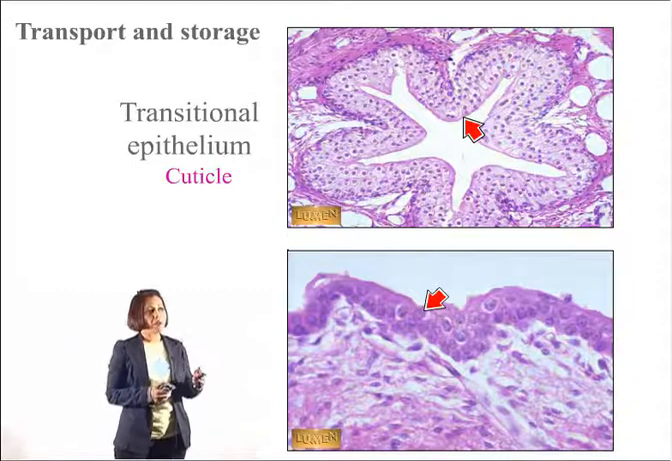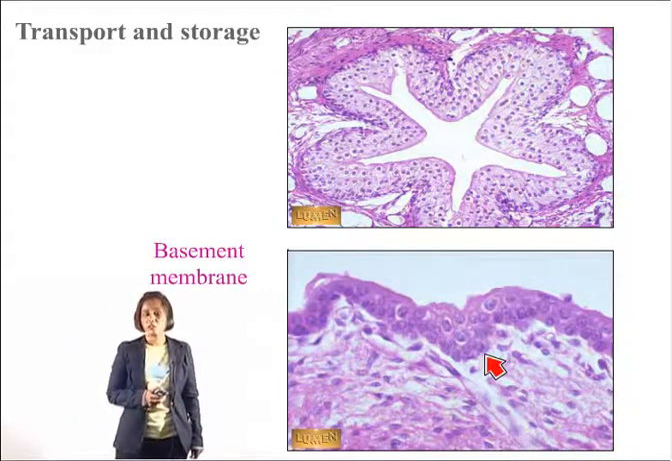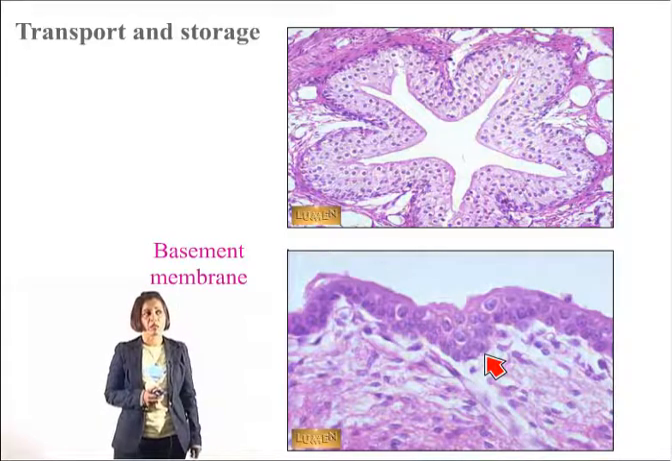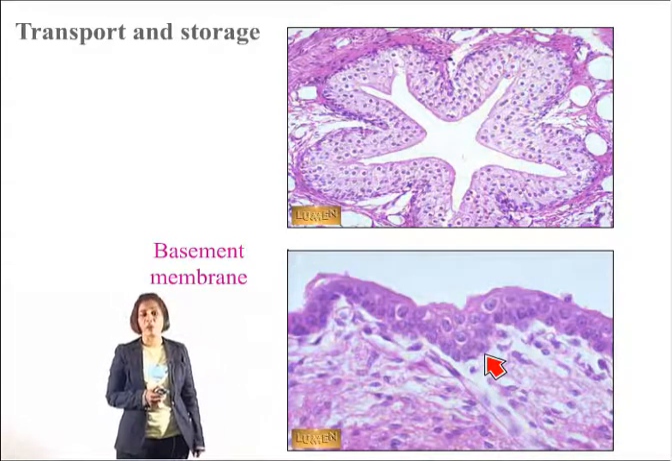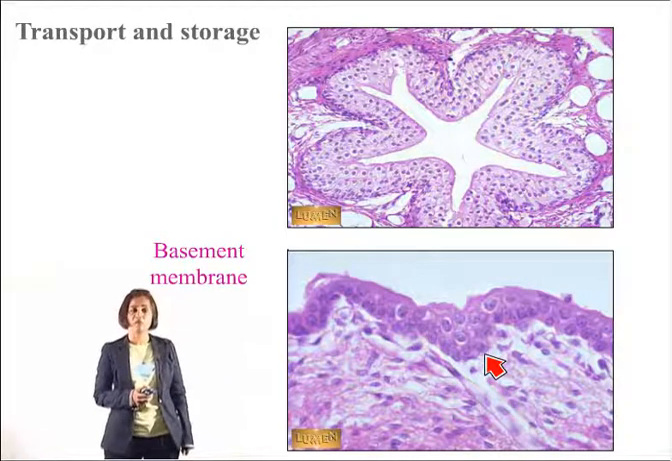The arrow in the lower picture is pointing to the basement membrane, so you can see where the basement membrane is, and from there if you move up you can see that there are many layers of nuclei, which tells you that this kind of epithelium is a stratified epithelium.